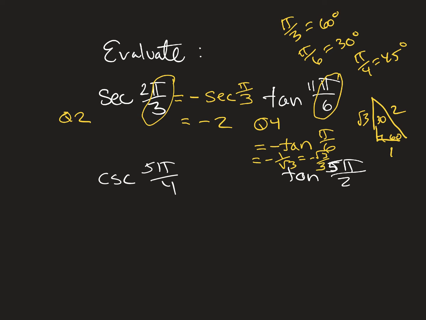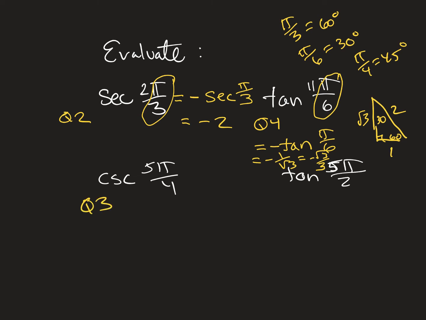Okay, let's do a couple more. Cosecant of 5 pi over 4. Well, 4 pi over 4 would be pi. So 1 pi over 4 more than that is going to end up in quadrant 3.